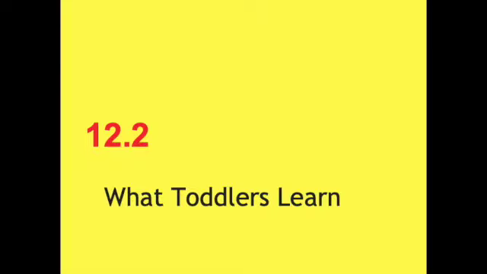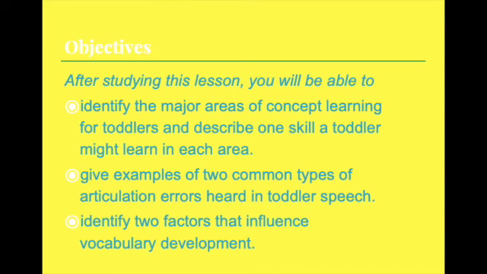All right, welcome to our second unit, Chapter 12, Section 2, What Toddlers Learn. After studying this lesson, you should be able to identify the major areas of concept learning for toddlers and describe one skill a toddler might learn in each area. Give examples of two common types of articulation errors heard in toddler speech.